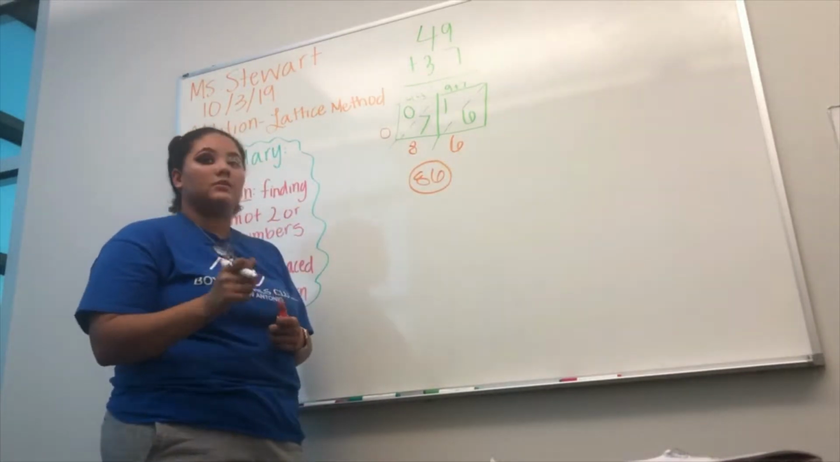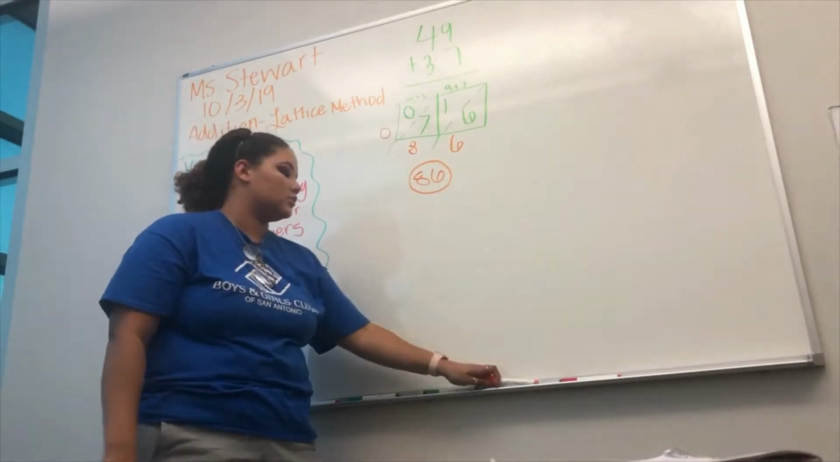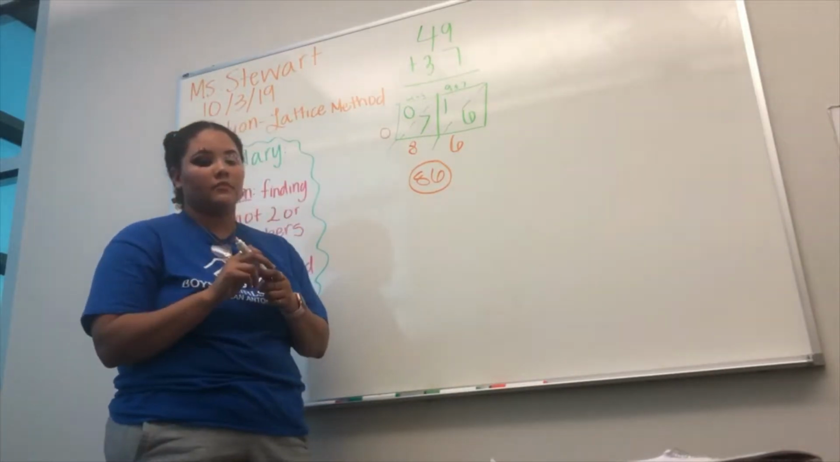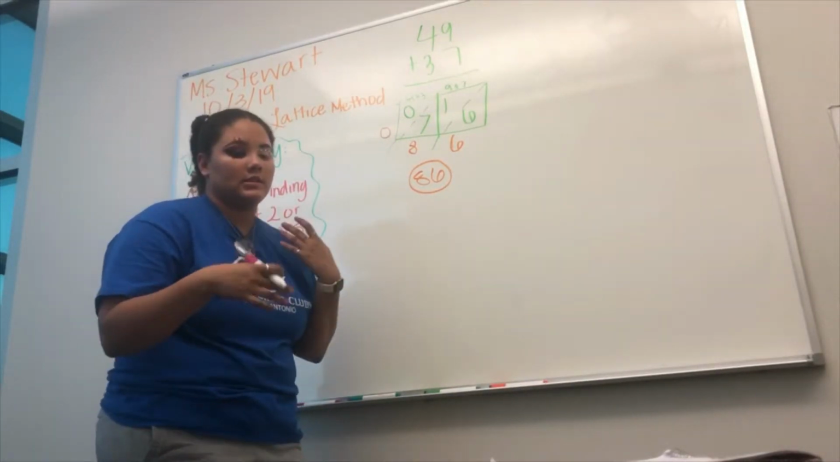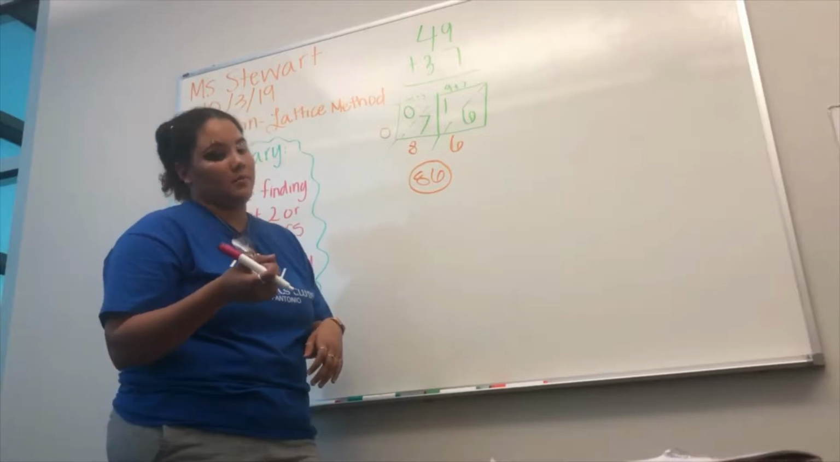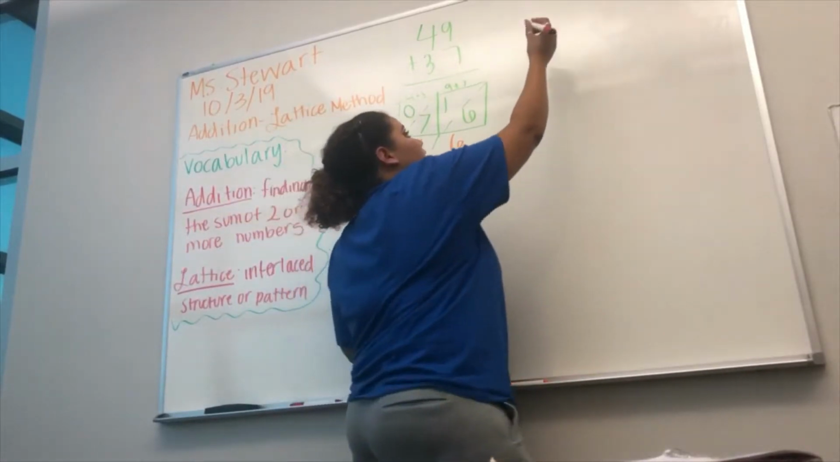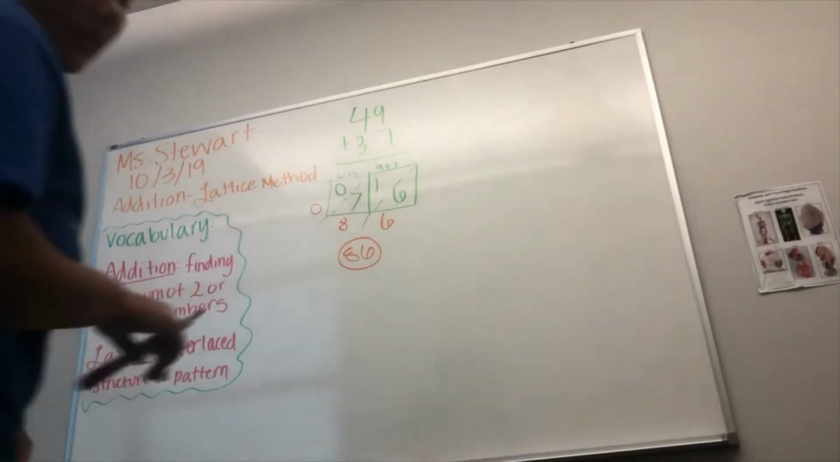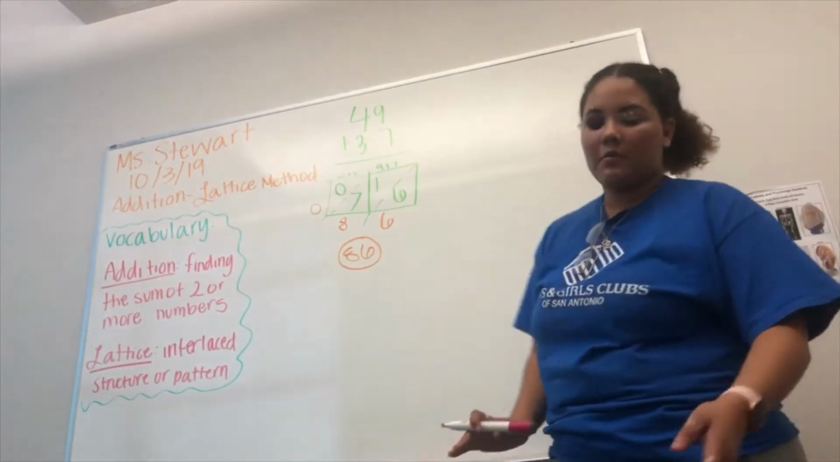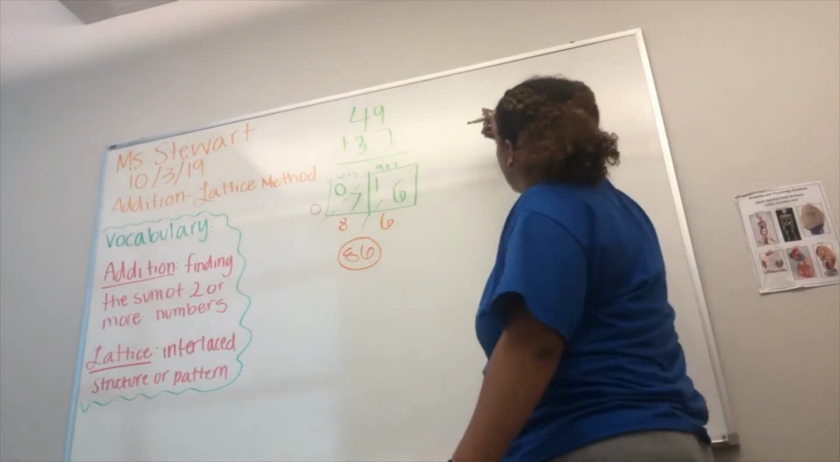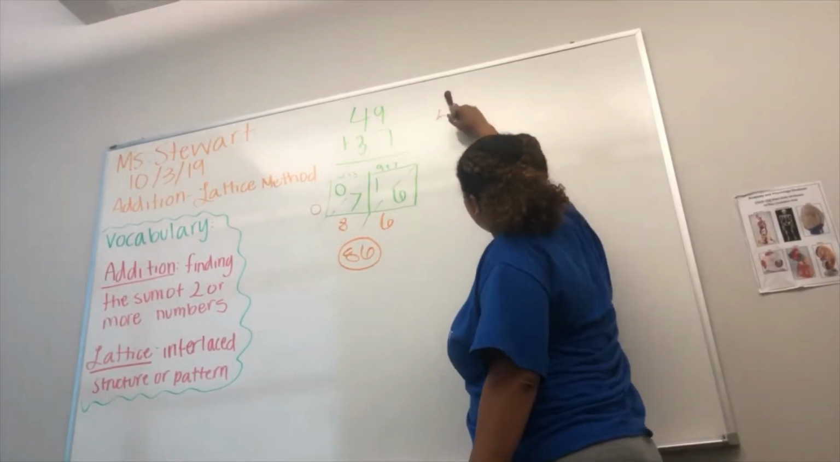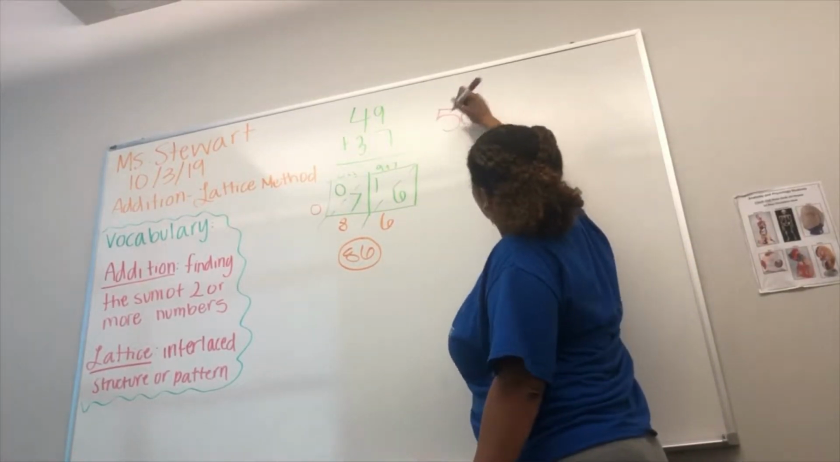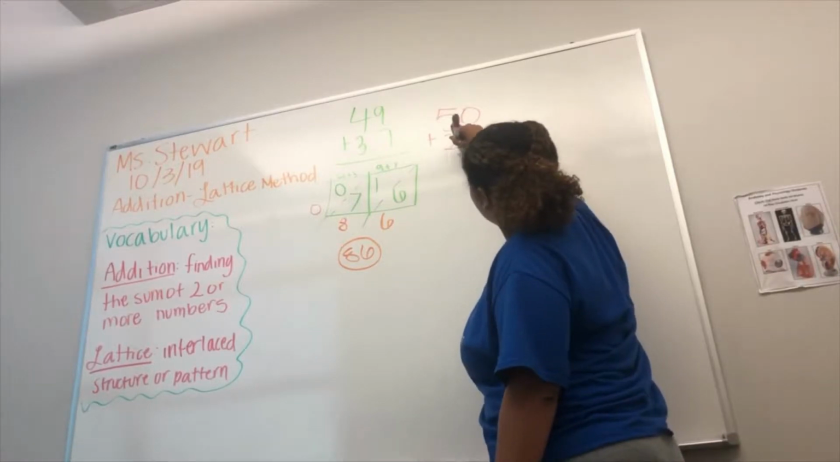Okay. So now that we went over the steps, let's try another one all together. And I'm going to tell you guys the steps as we go along on the example problems. So we're going to do another problem all together. Our numbers this time are going to be 50 plus 26.